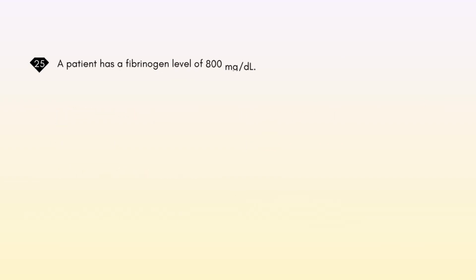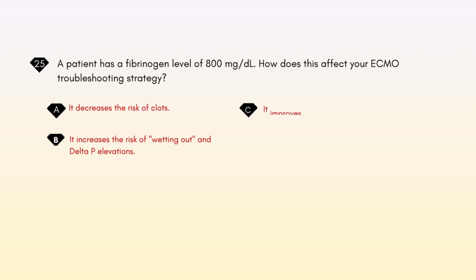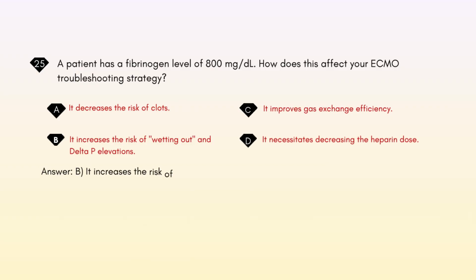A patient has a fibrinogen level of 800 mg per deciliter. How does this affect your ECMO troubleshooting strategy? A. It decreases the risk of clots. B. It increases the risk of wetting out and delta P elevations. C. It improves gas exchange efficiency. D. It necessitates decreasing the heparin dose. Answer: B. It increases the risk of wetting out and delta P elevations.